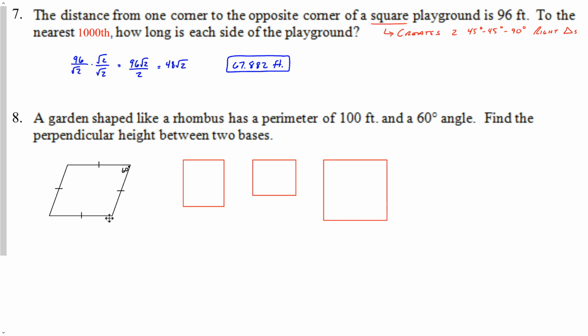Now, in order to keep using all the information that I'm given, we're told the perimeter is 100 feet. So since a rhombus has all sides congruent, perimeter could be the same formula as it is for a square, so 4 times the side length. Plugging in 100, I'd be able to figure out that each side has a length of 25 feet. So I can label that in my picture as well.